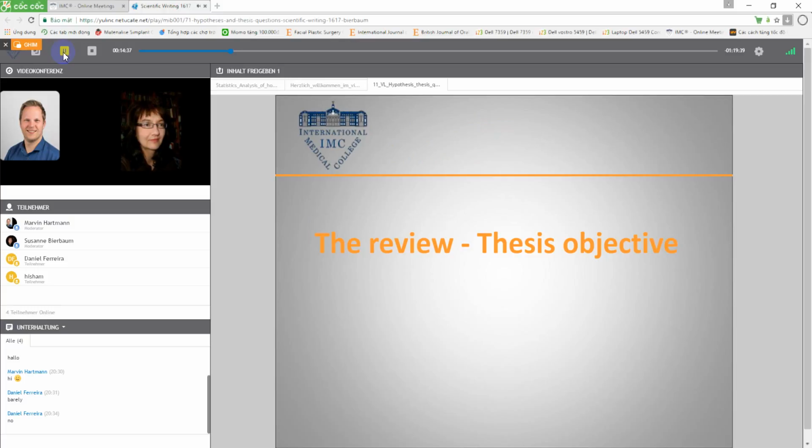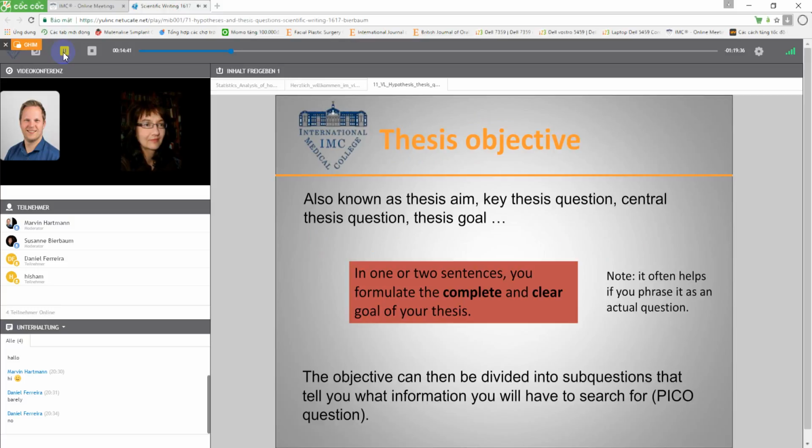Now, starting with the review objective. Yeah, it has several names. You can see here: aim, question, goal. In one or two sentences, completely and clearly state the goal of your thesis, and it's quite often helpful if you phrase it as a question. That's more of a linguistic trick, but it helps. It helps focus your search.